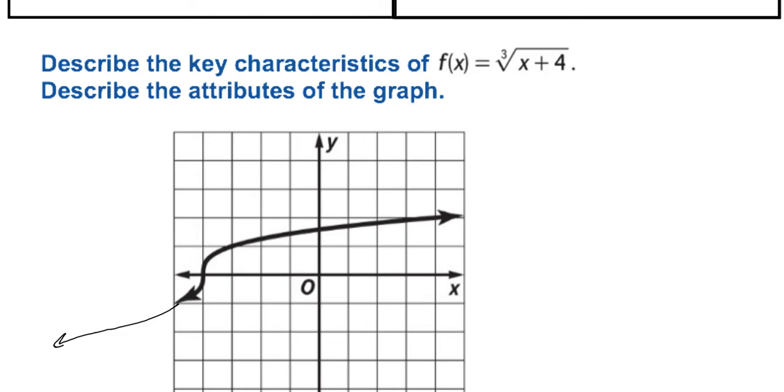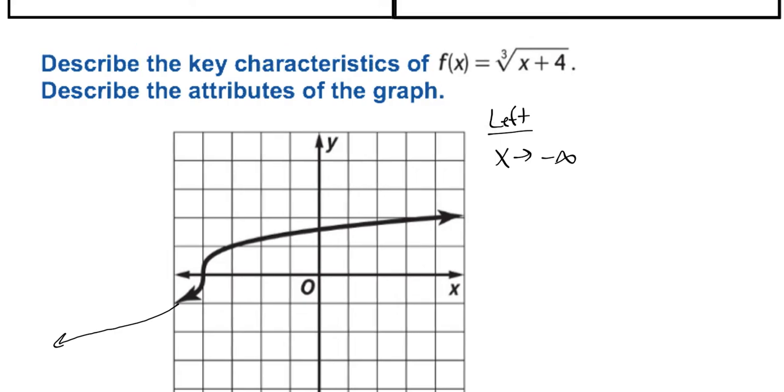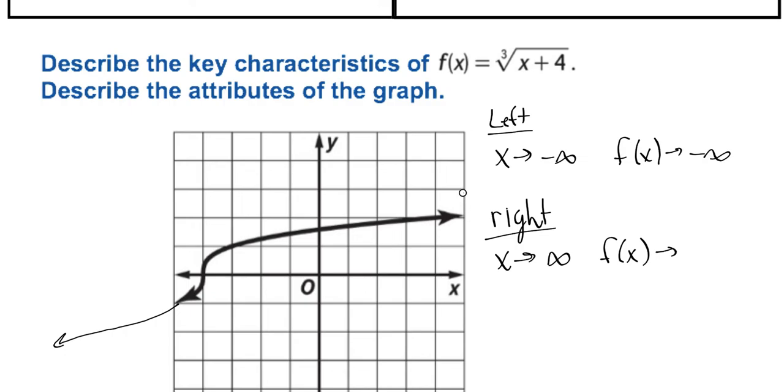So we want to describe the attributes of the graph. Before I showed you the parent function, now we're going to look at this and develop what a parent function might look like, or specifically this graph. So let's look at end behaviors. On the left, x is going to negative infinity, my graph is going down. And on the right, that's positive infinity, my graph is going up.